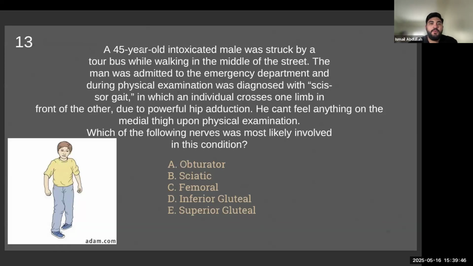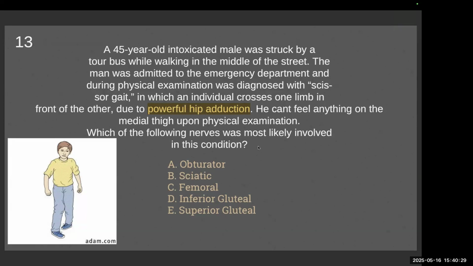But 13. So we have a 45-year-old intoxicated male struck by a tour bus while walking in the middle of the street. The man was admitted to the emergency department and during physical examination was diagnosed with scissor gait, in which an individual crosses one limb in front of the other. As you can see right here, there's a bit of internal adduction and rotation as well. So this was due to a powerful hip adduction. He cannot feel anything on the medial thigh upon physical examination. Which of the following nerves was most likely involved in this condition?